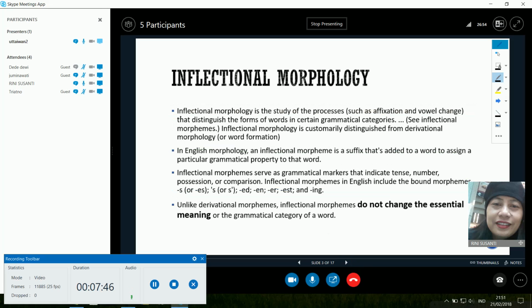First, we are going to talk the inflectional morphology. Ada yang bisa membacakan inflectional morphology? Mbak Mimi atau Mas Tri? Oh ya, silahkan.